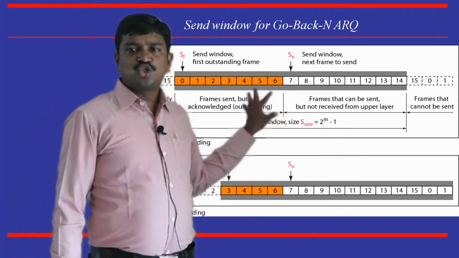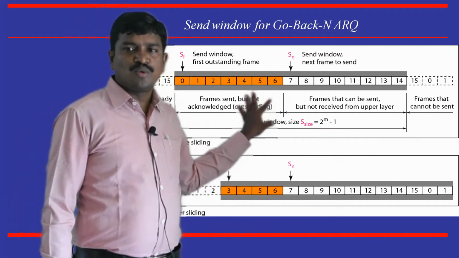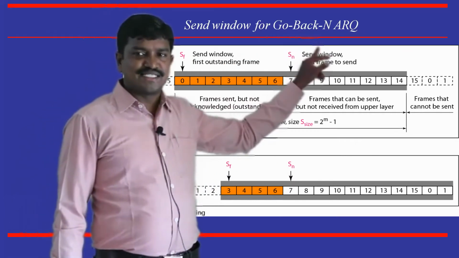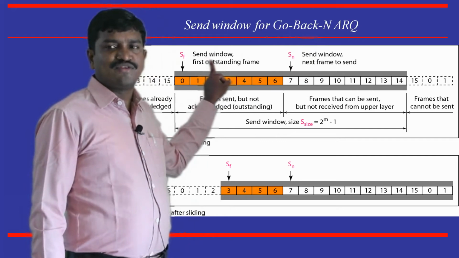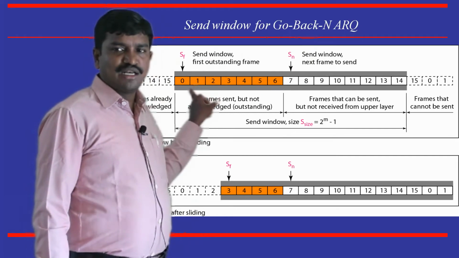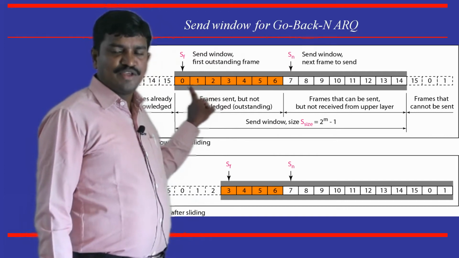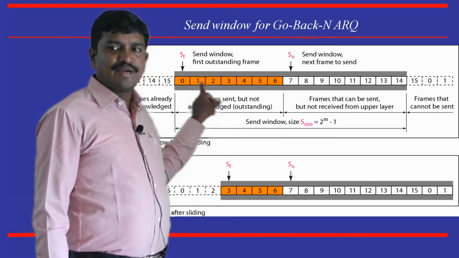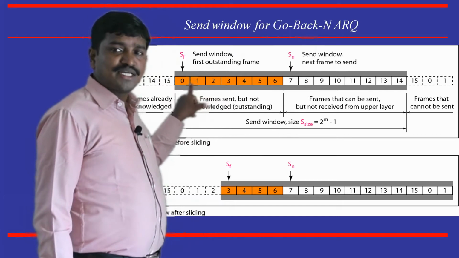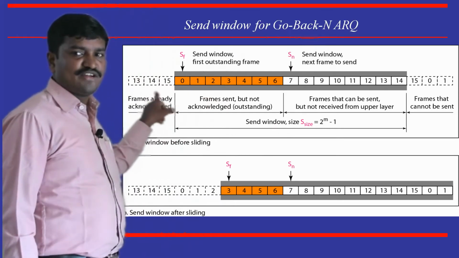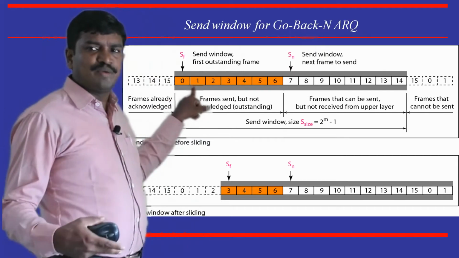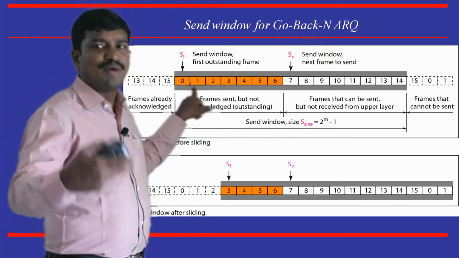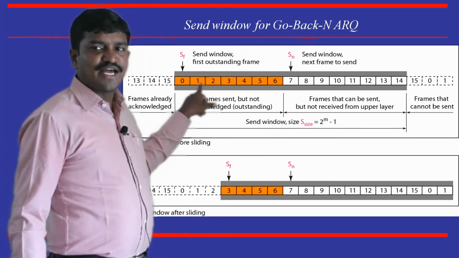This total window is controlled with 2 control variables, SF and SN. SF indicates the first frame which is transmitted but waiting for the acknowledgement. So if 0 is acknowledged, SF is incremented by 1, so that 0 comes under the acknowledged list. We have 13, 14, 15 already acknowledged, and when we get an acknowledgement, SF is moved by 1, so that now we are waiting for an acknowledgement for 1.